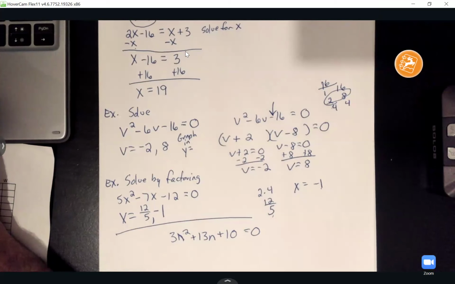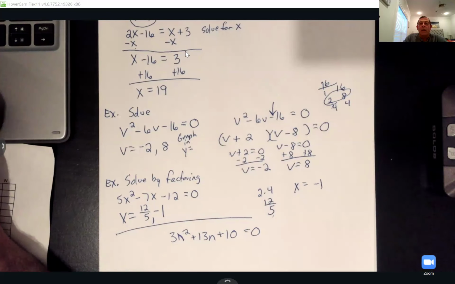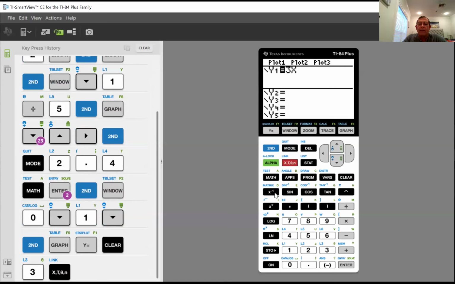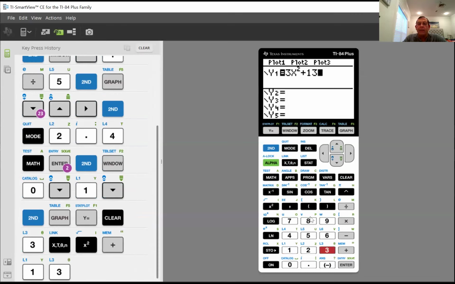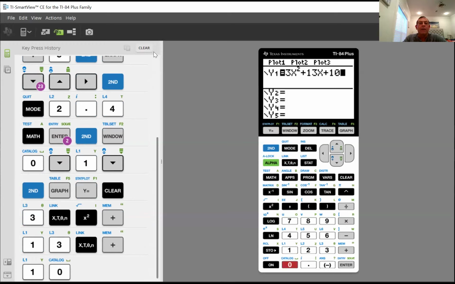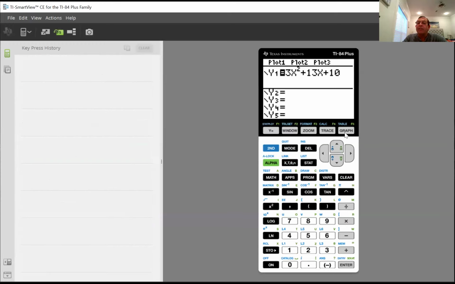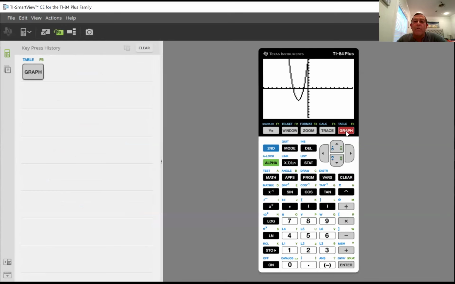Yes, sir. So I'm gonna go to y equals, I'm gonna clear that out. Now instead of n's, I'm putting x's. So 3x squared plus 13x plus 10. So we want to graph that first, just to see where it's crossing.